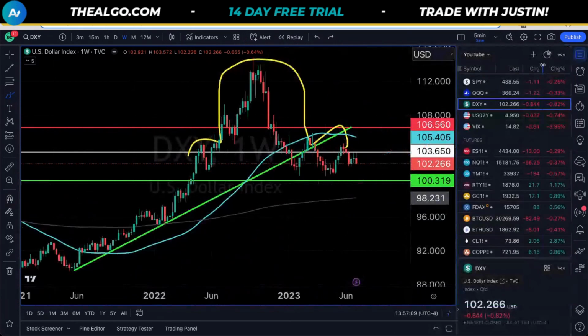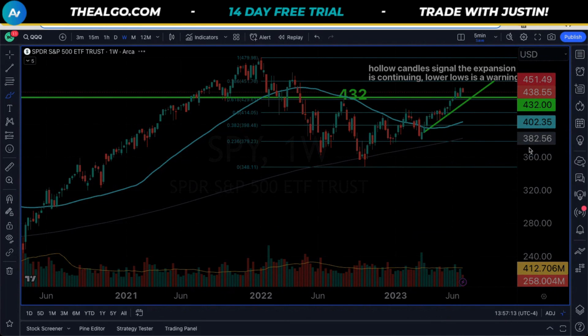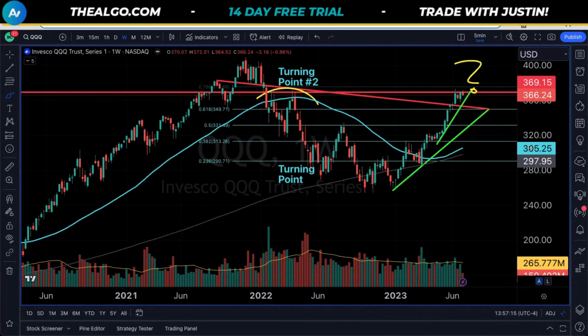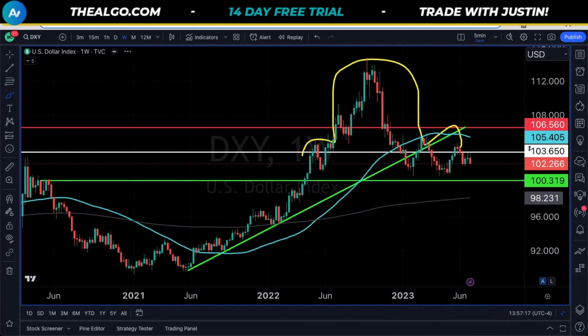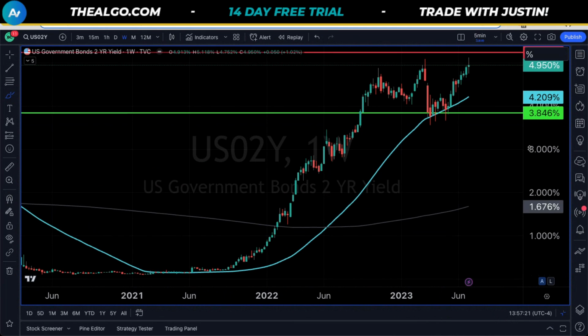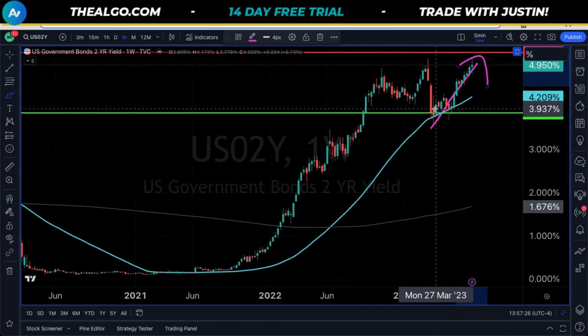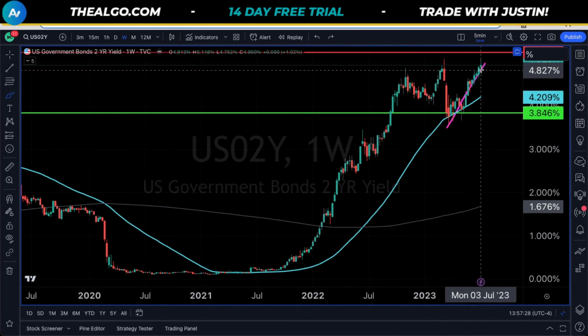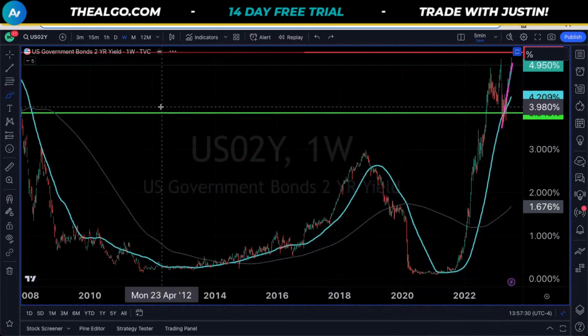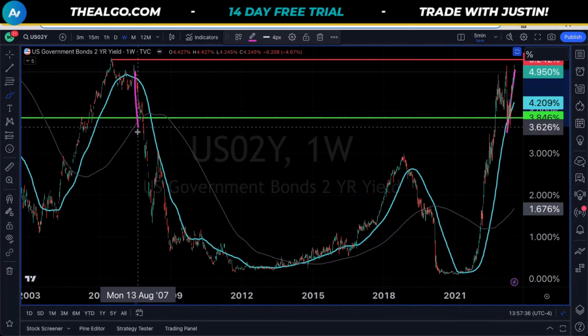So here's the funky part. S&P down on the week by about 1%. QQQ down on the week, down by about 1%. Dollar down on the week, down by about 0.5%. Okay. 2-year note up about 1%. Nice rally here, right? It's going for the highs. This is the highest closing price that we have seen going all the way back to 2007. Well, 2007 wasn't the crash. It was 2008.